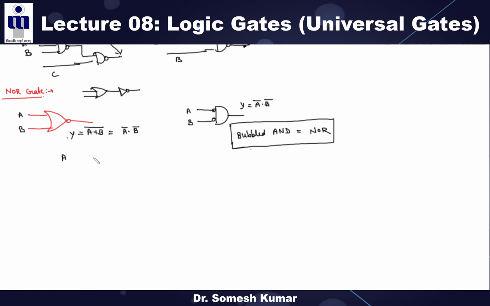Now the truth table of the NOR gate. Both are 0, 0. What is the output? 1. What happens if one is 0, second is 1?